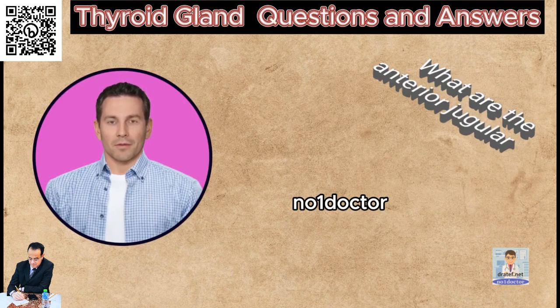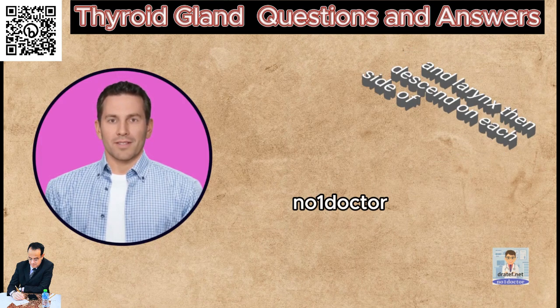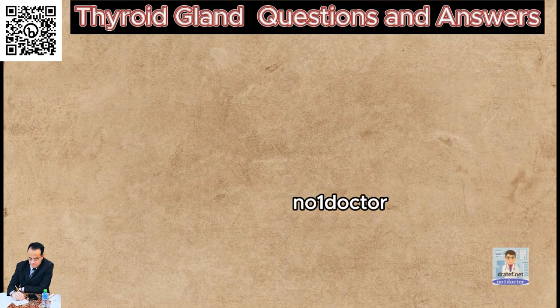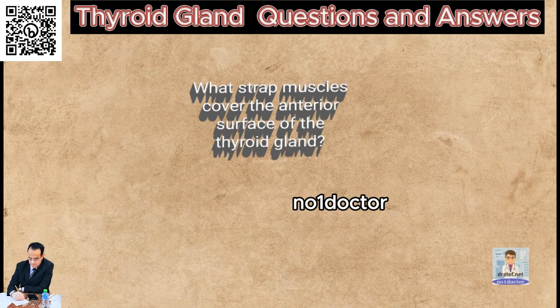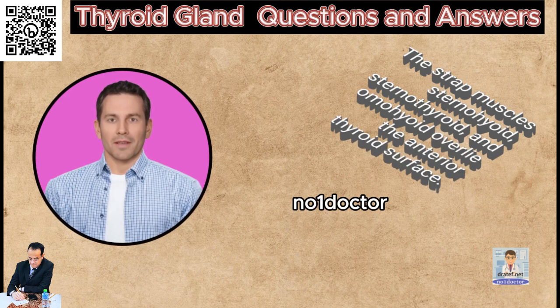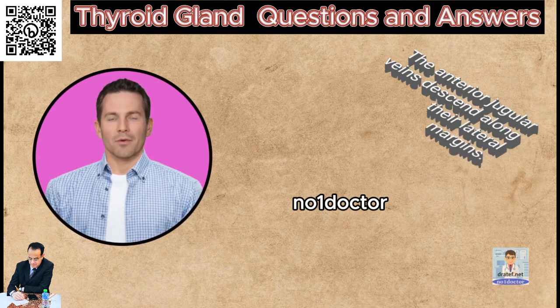What are the anterior jugular veins? The anterior jugular veins drain the anterior neck and larynx, then descend on each side of the midline to enter the internal jugular veins or subclavian veins. What strap muscles cover the anterior surface of the thyroid gland? The strap muscles sternohyoid, sternothyroid, and omohyoid overlay the anterior thyroid surface. The anterior jugular veins descend along their lateral margins.